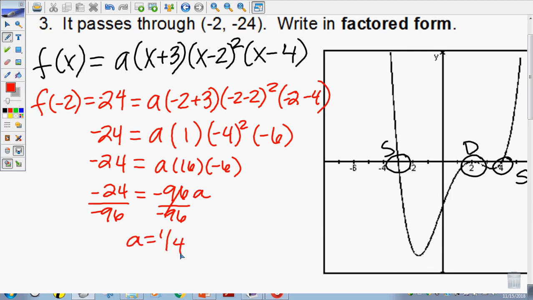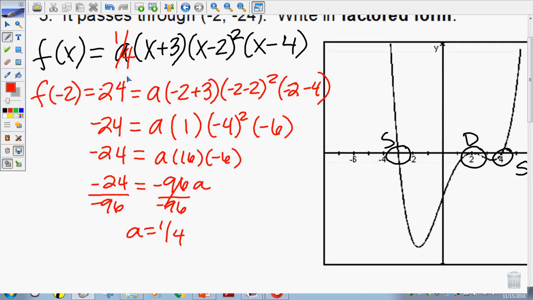So your answer would be 1/4 times x plus 3 times x minus 2 squared times x minus 4. And that would be your final answer, because it asks for factored form, not polynomial form. So you would just put 1/4 in the place of the A. That's all? That's it? What happened to the one? Well, 1 times anything is what? It's just itself.